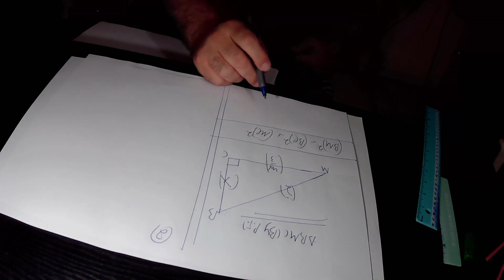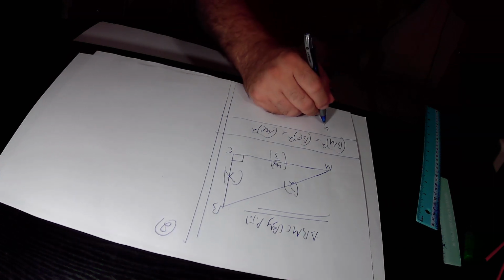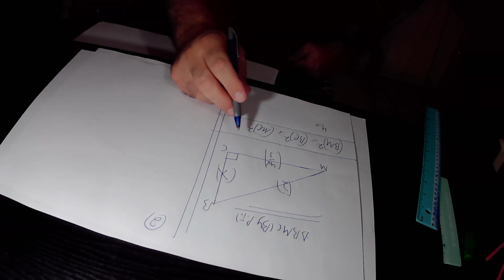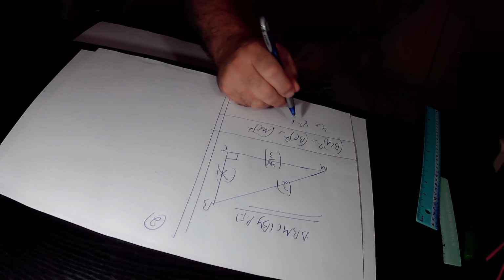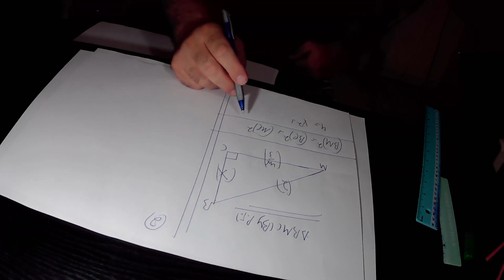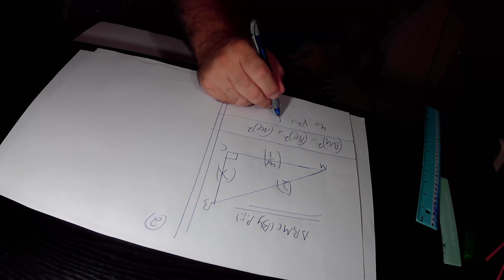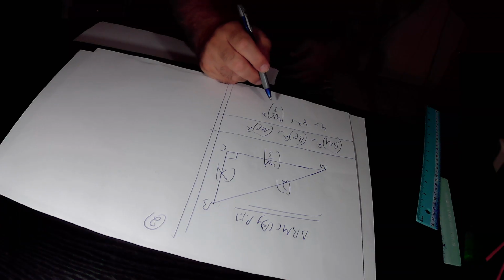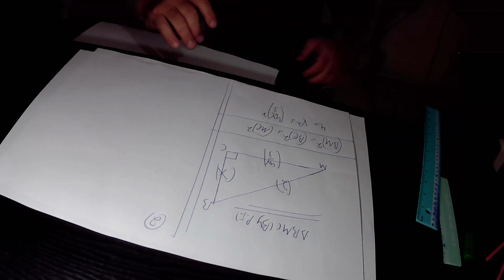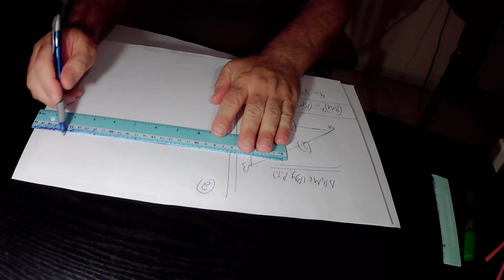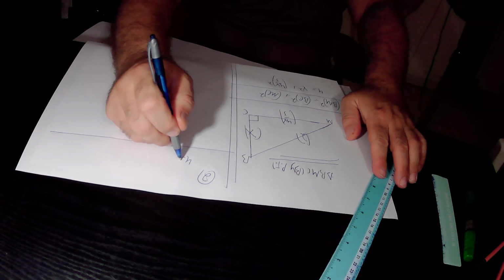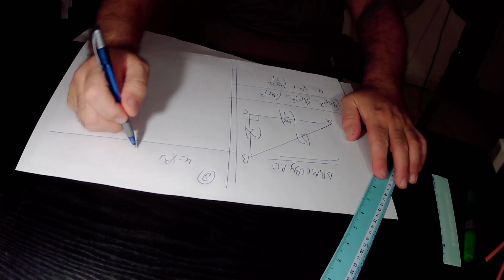BM is 2, therefore BM squared is 2 squared, that is 4. And it equals BC squared. BC is x, therefore BC squared is x squared, plus MC squared. MC is 4x over 3, therefore MC squared is (4x over 3) squared. So in total, we found that 4 equals x squared plus (4x over 3) squared.